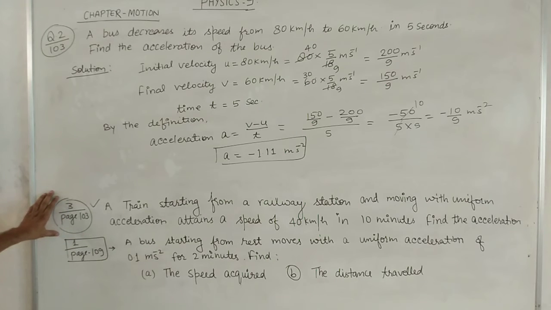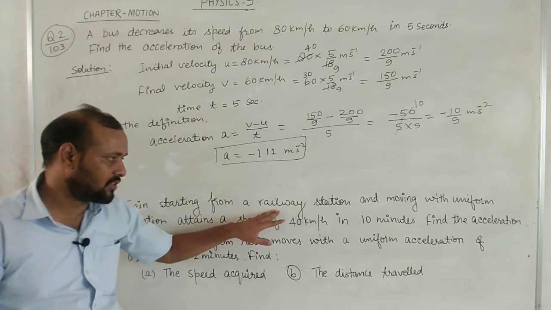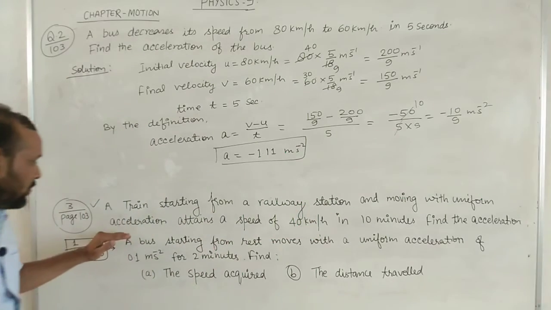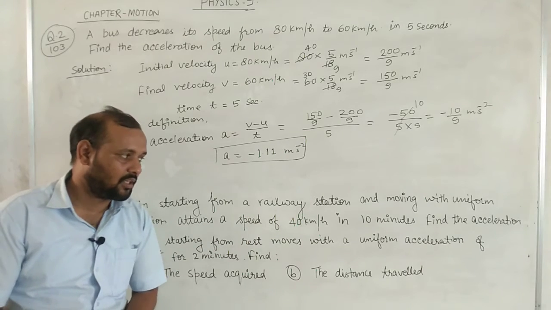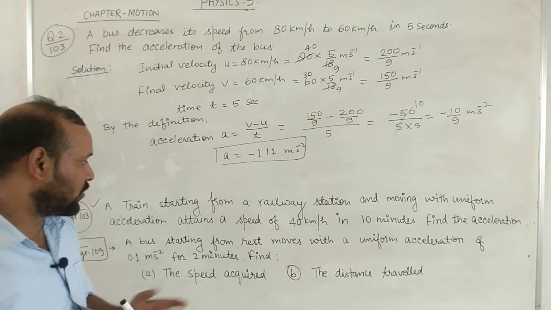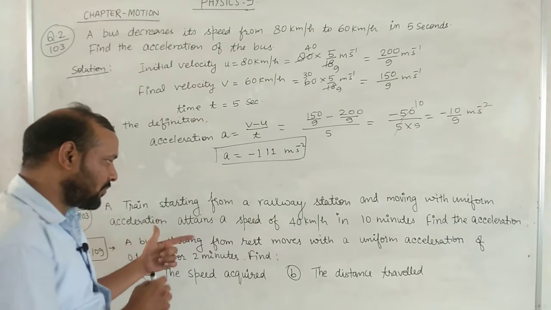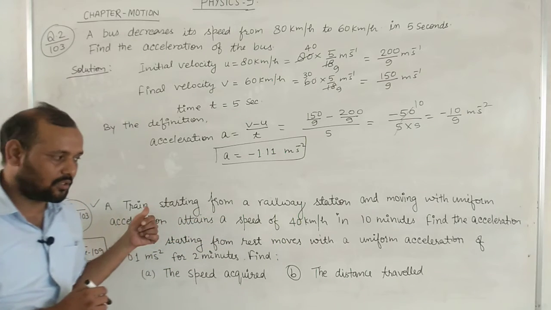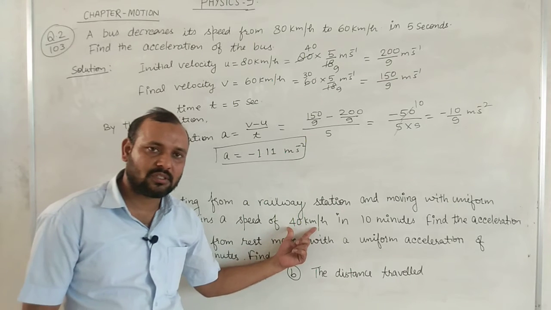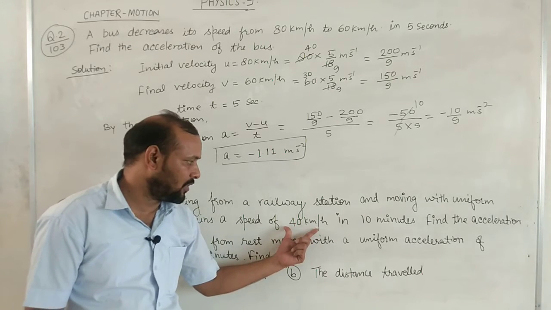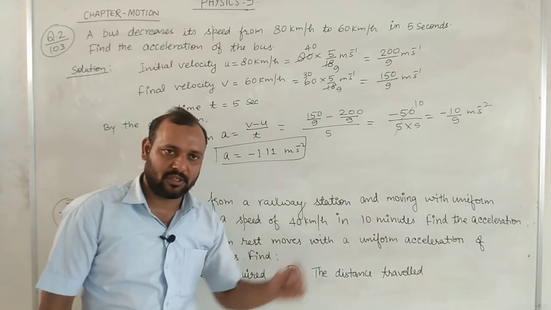Here is the next problem, on page number 103, same page, question number 3. A train is starting from a railway station and moving with uniform acceleration attains a speed of 40 km per hour in 10 minutes. Find the acceleration. Initial velocity: starting from rest, so u is equal to 0. It attains velocity, so final velocity v is equal to 40 km per hour. Time t is equal to 10 minutes.